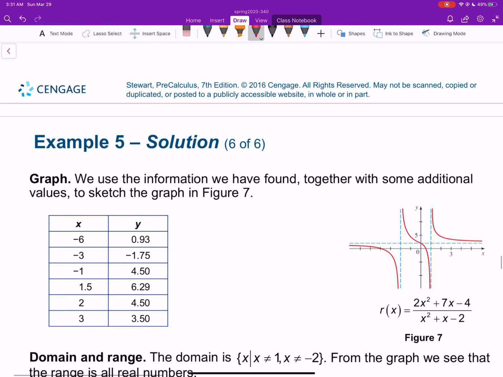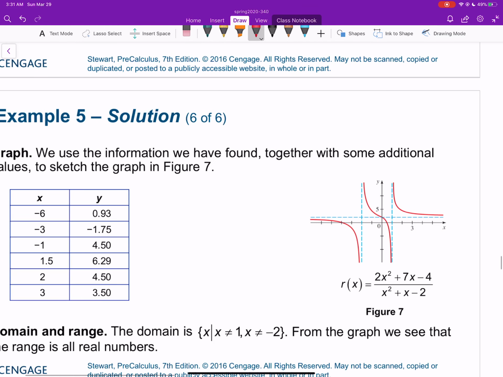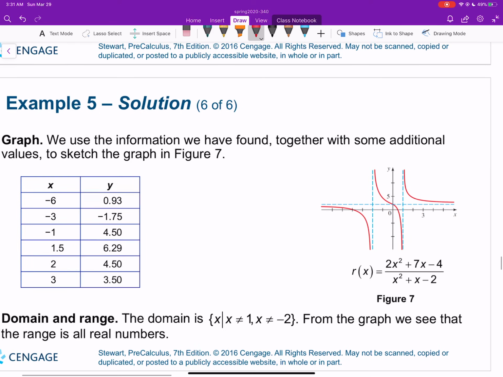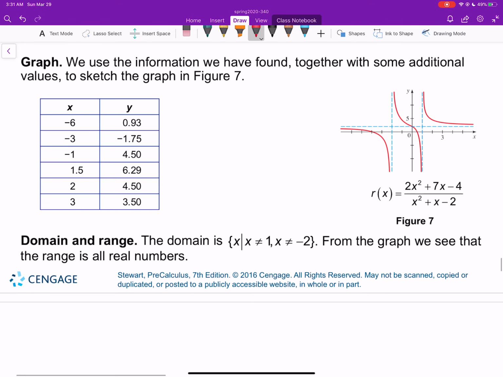And then finally, you can do some test cases just to figure out whether the graph crosses the horizontal asymptote or not, or whether it is above or below. You do some test cases and then are able to sketch the whole graph. And we can also find our domain and range now that we have the graph, right from the graph over there.